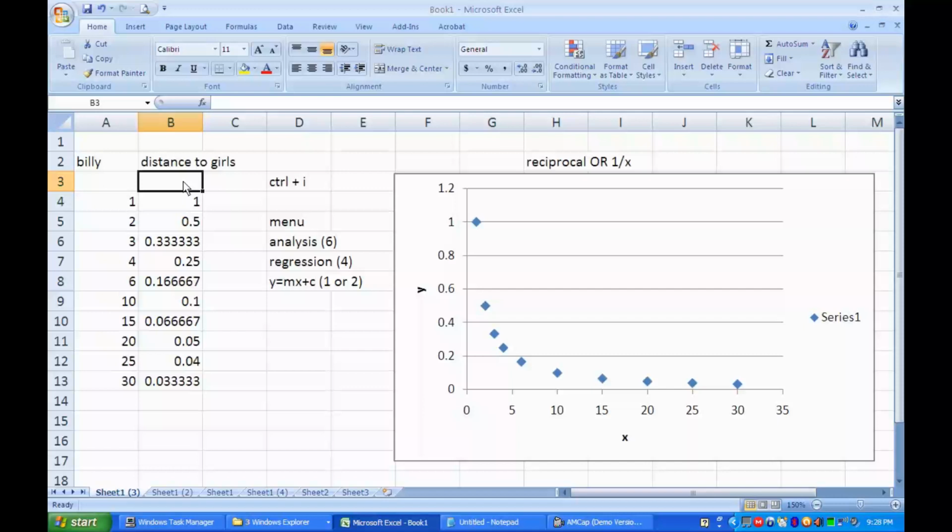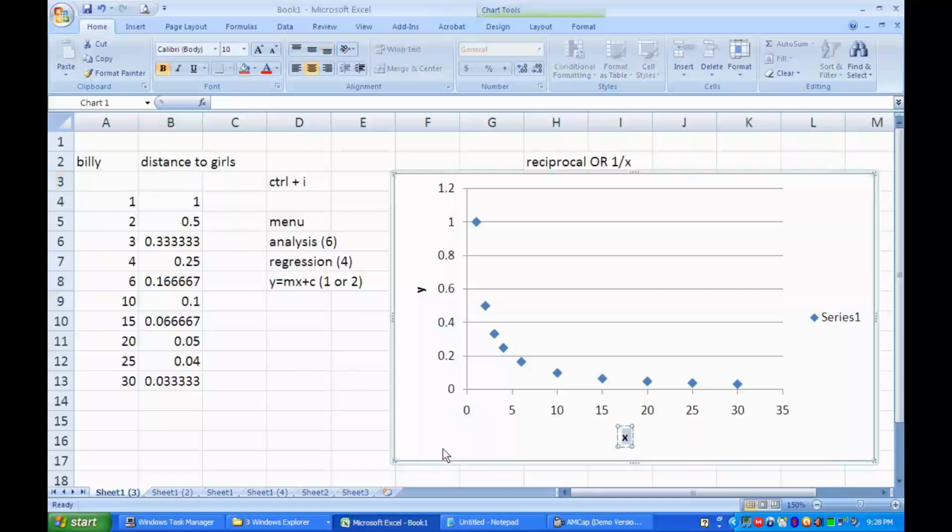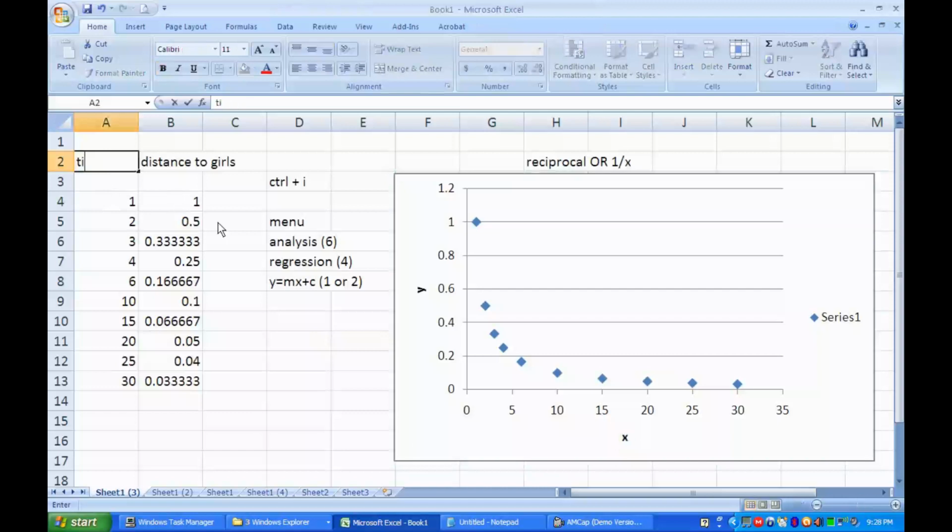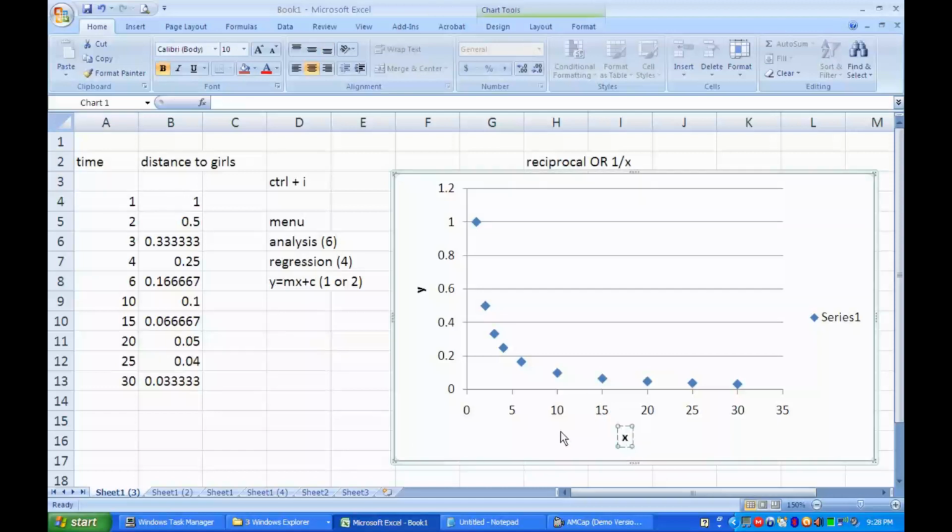Let's suppose we have this data set, and let's pretend we have this particular circumstance. So our x-axis will be time. Because over time, Billy can get closer and closer to the girls, but of course, he can never touch.